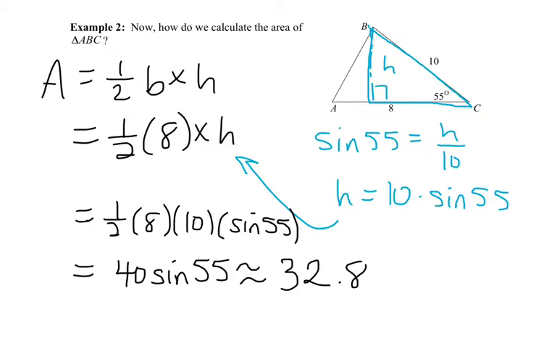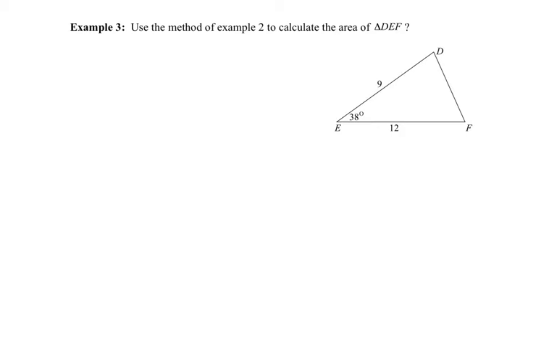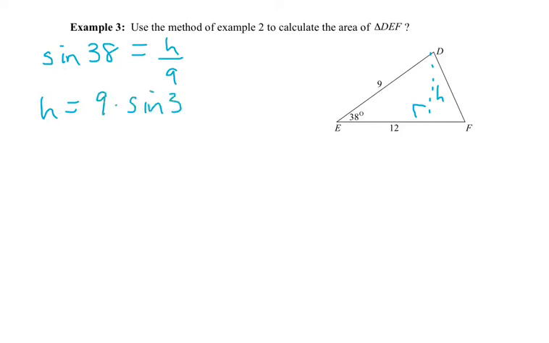Okay, so we can repeat that. And here's a triangle again. So I'm going to do the same thing. I'm going to put in a height, a right angle, there's my height. So my area, well, let's calculate the height first. The height is going to be found because, let's do it from the beginning, sine 38 is height over 9. So height is 9 times sine 38.